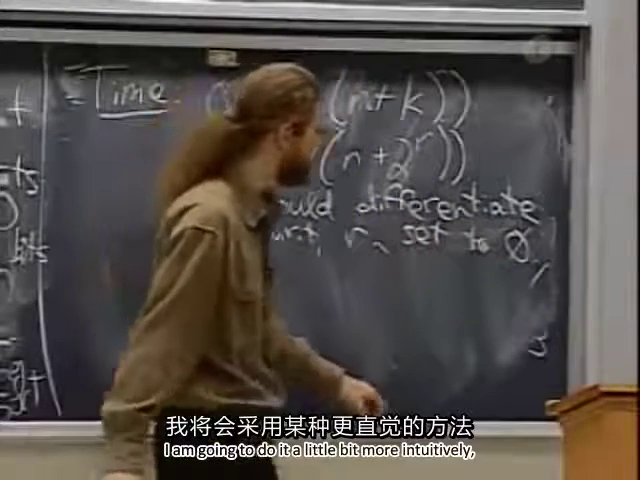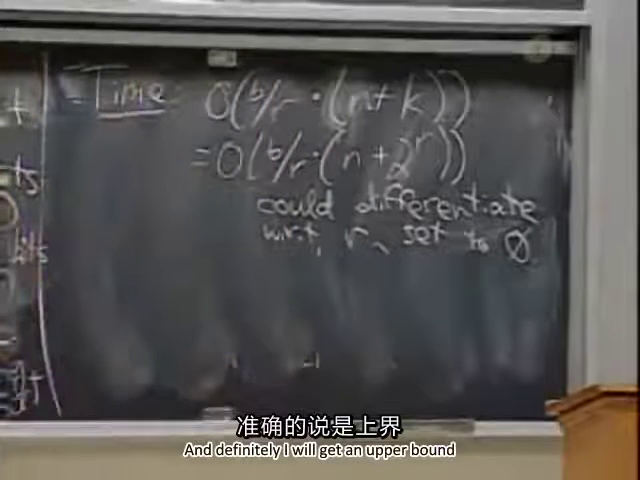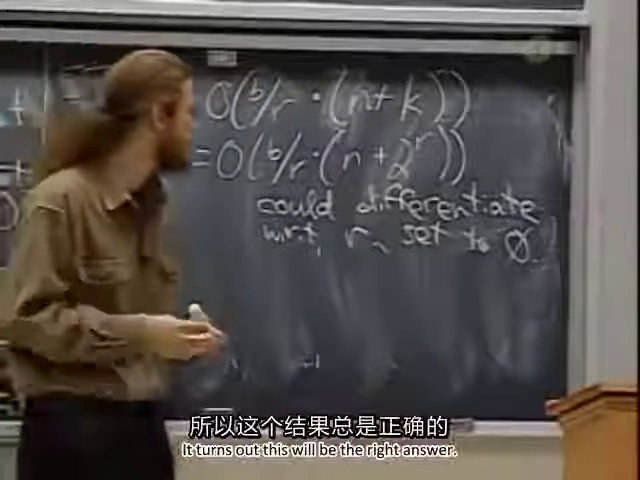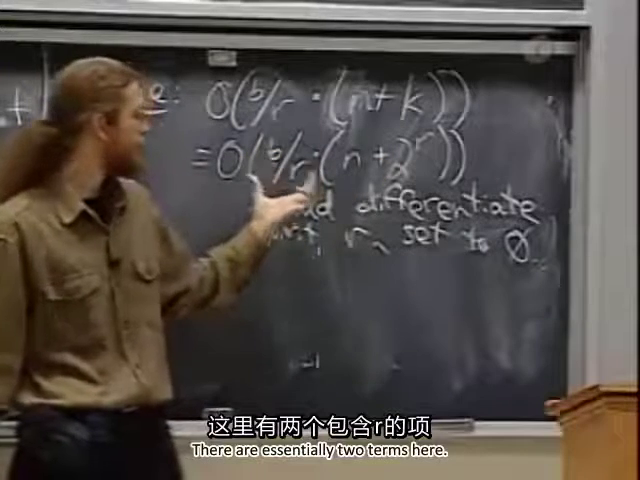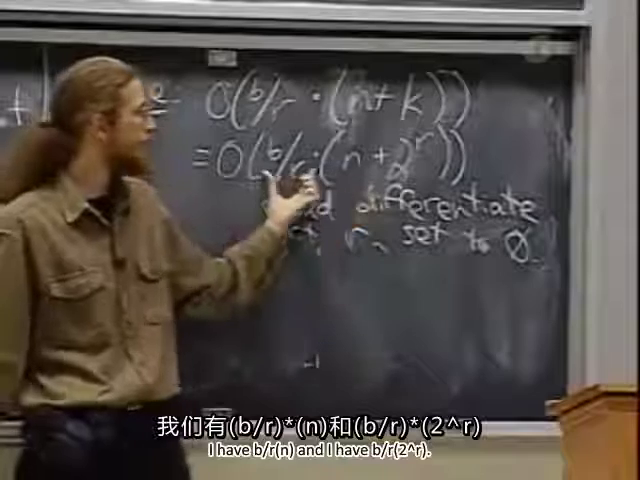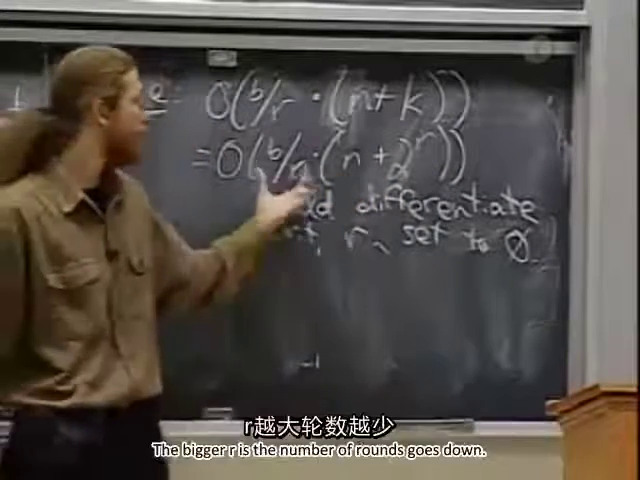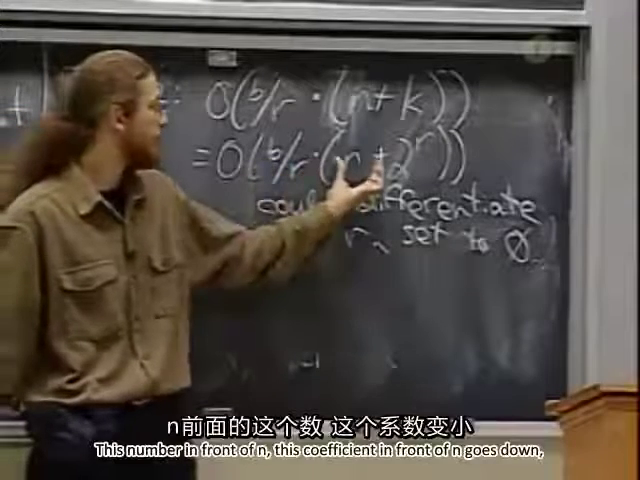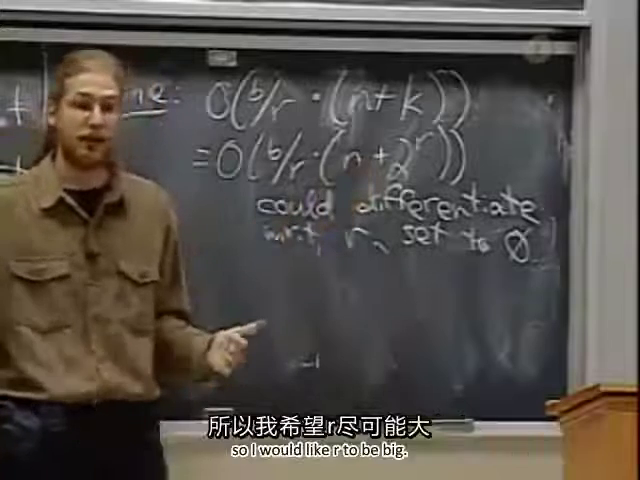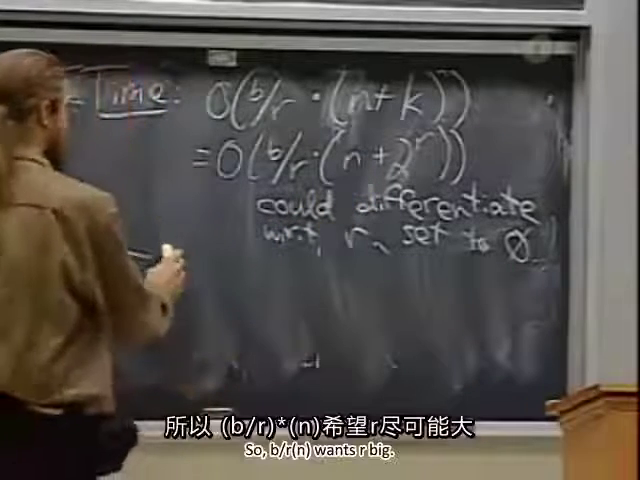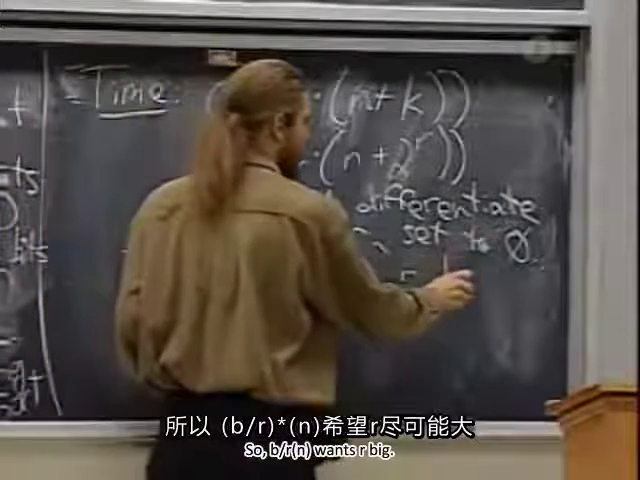Okay, I'm going to do it a little bit more intuitively, in other words, less precisely, but I'll still get the right answer, and definitely I'll get an upper bound, because I can choose r to be whatever I want. Turns out this will be the right answer. So let's just think about growth in terms of r. There's essentially two terms here. I have b over r times n, and I have b over r times 2 to the r. Now b over r times n would like r to be as big as possible. The bigger r is, the number of rounds goes down. So this coefficient in front of n goes down. So I'd like r to be big. So b over r times n wants r big.